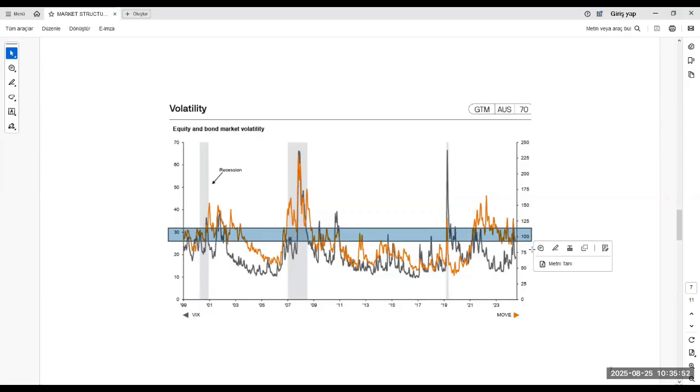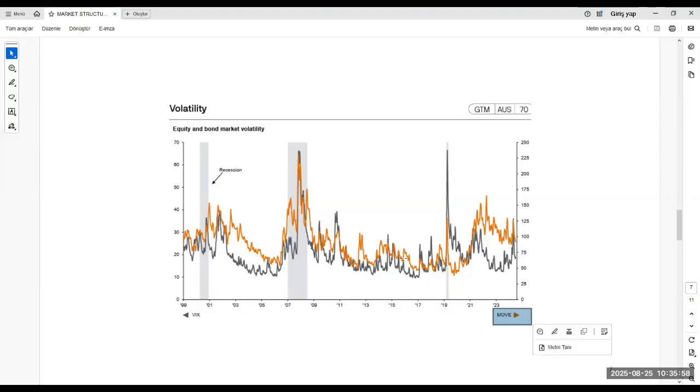Then I should give another explanation. This is the MOVE index, another alternative to the Chicago Board Options Exchange's VIX. It is exactly similar, but there is a difference in the calculation of the VIX and the MOVE index.